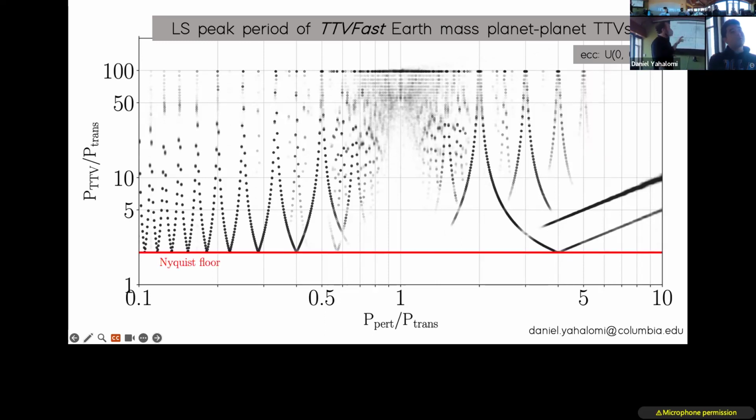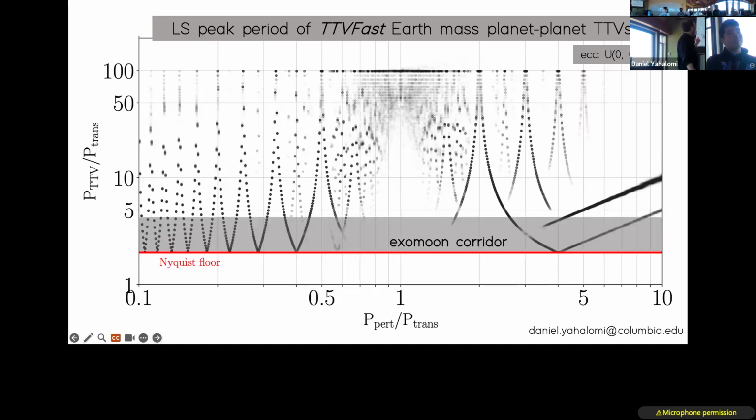To walk through what's causing these different effects, the reason they all bounce back down here is just the Nyquist floor. That's 2 times the orbital period of the planet. You'll never detect a TTV period faster than twice the period of the transiting planet. It's just the Nyquist rate. Here, I'll plot where the exoplanet quarter is expected to lie, so 2 to 4 times that transiting period.